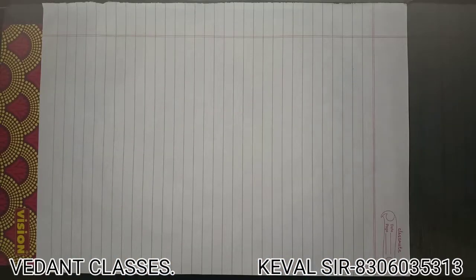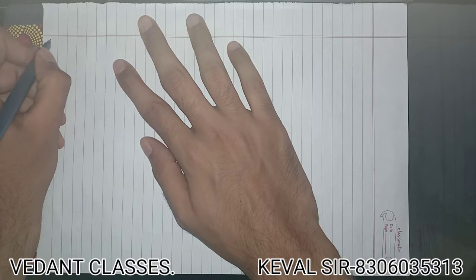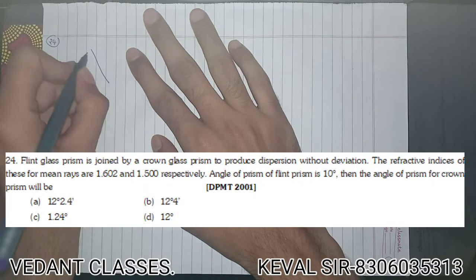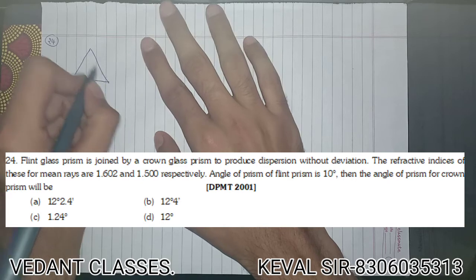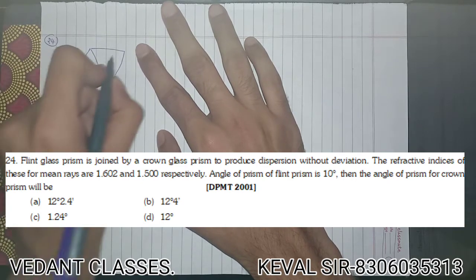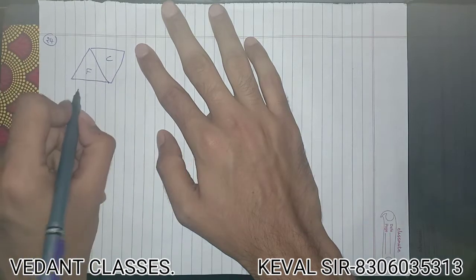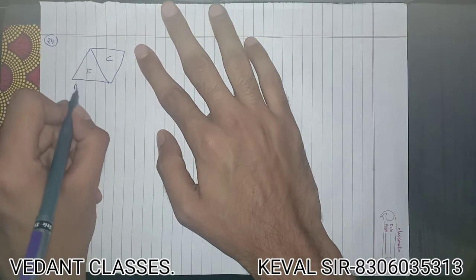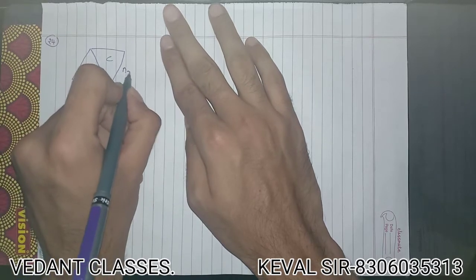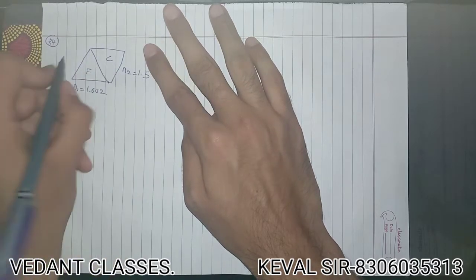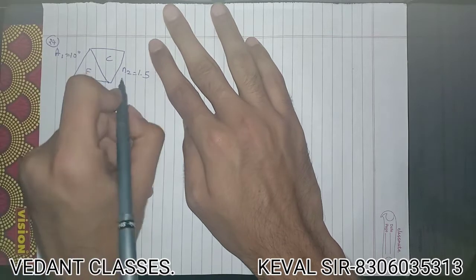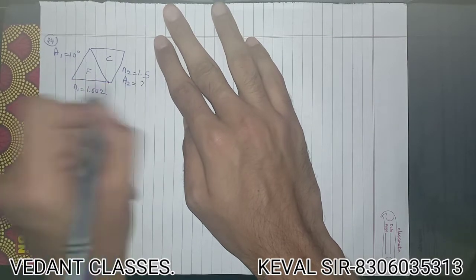Now let's solve question number 24. You can see it on your screen. In question 24, two glass prisms are joined to form a dispersion without deviation. Let's say this is a flint glass and this is a crown glass. The refractive index of the flint glass is given as 1.602, and the crown glass is 1.5. The angle of prism for this one is given as 10 degrees. We need to find the angle of prism for the other one.